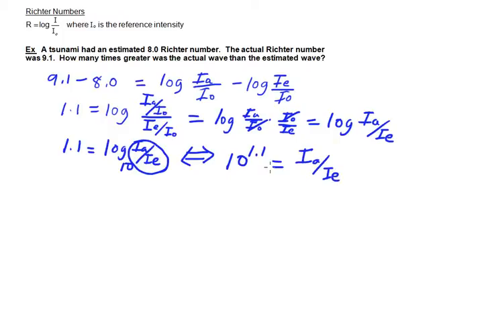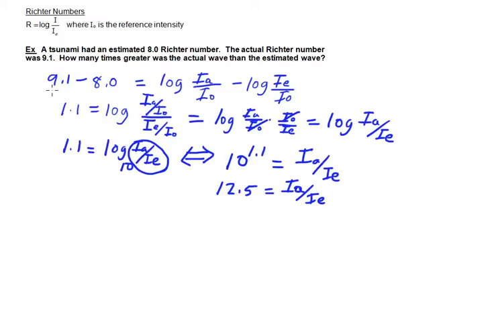And when we calculate 10 raised to the power 1.1, that comes out to be about 12 and a half times. And so what that tells us is that the actual tsunami, compared with the estimated value, was 12 and a half times greater. And that's a pretty large difference in order of magnitude.